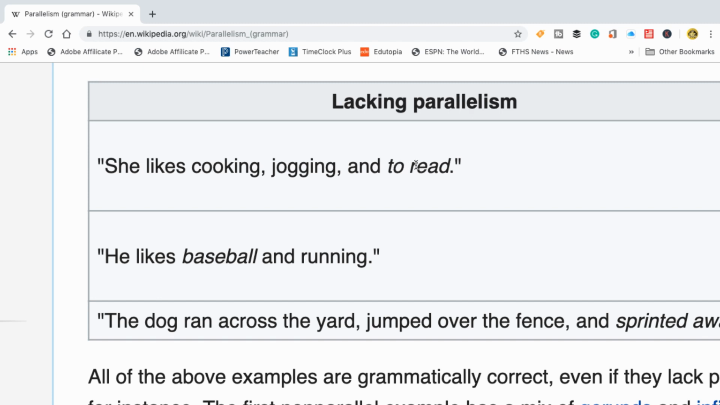We change to this infinitive form of this verb, and it changes the pattern, right? So if we change from this structure, these verbs ending in ing that are describing what she likes, to read, that's not consistent. It's not parallel anymore. Does that make sense? So what's the best way to fix it? Well, reading. She likes cooking, jogging, and reading. You start to hear how that's consistent. It's got this structure that's repeating. It's smoother. It flows better, more poetic, if you will.